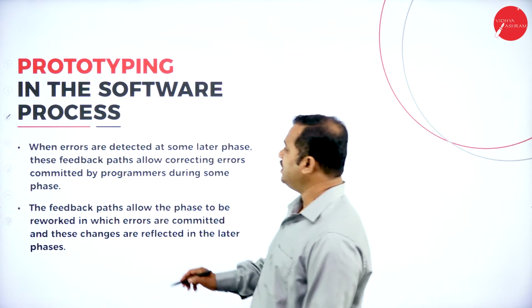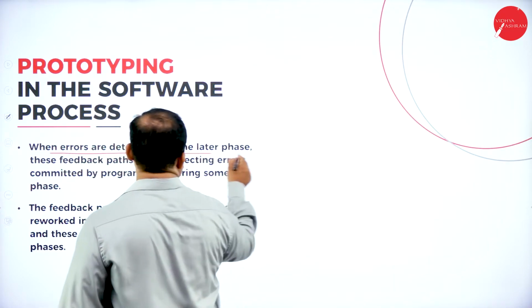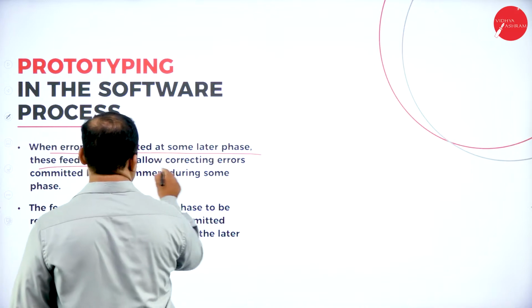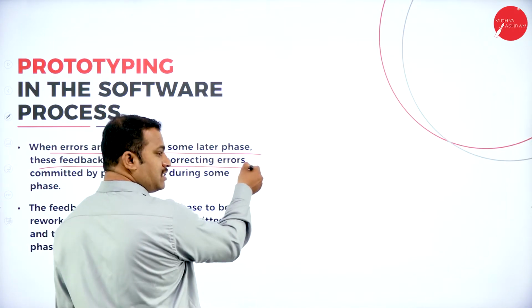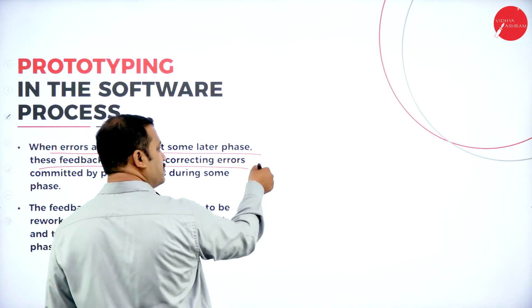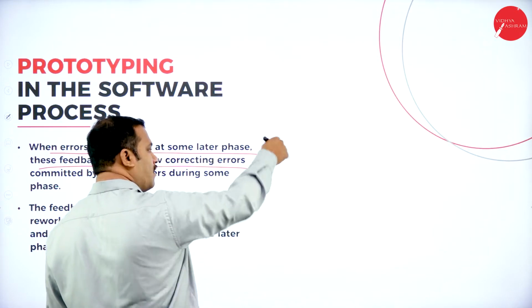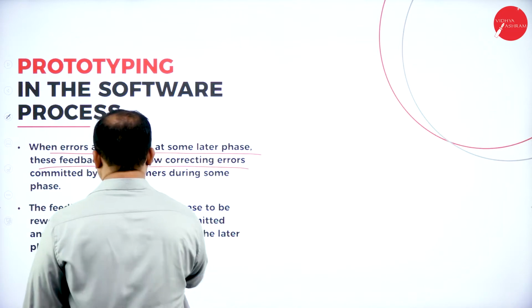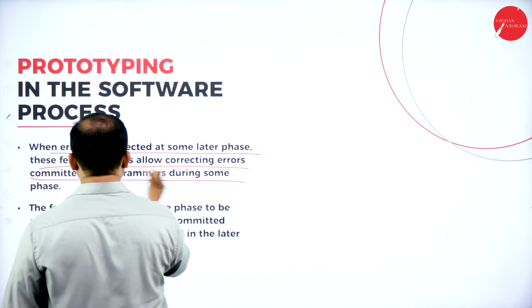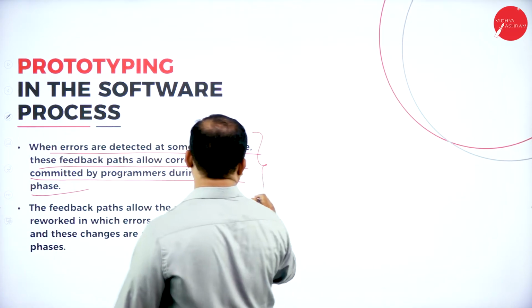When errors are detected at some later phase, these feedback paths allow correcting errors. That is the same thing. If there are any errors or mistakes in the previous phase, they can be incorporated in the previous phase by navigating to the previous phase, committed by the programmers during some phase. The same thing is explained here.